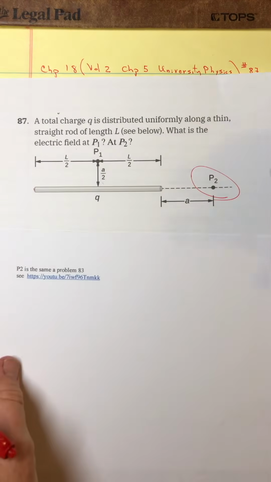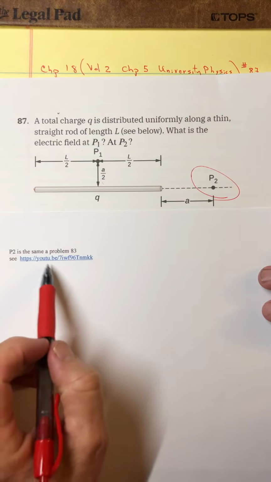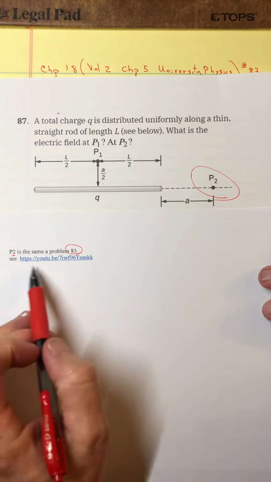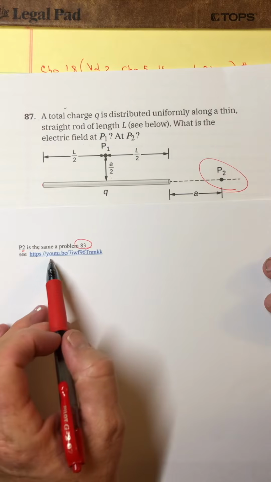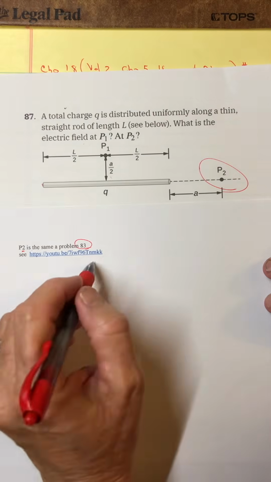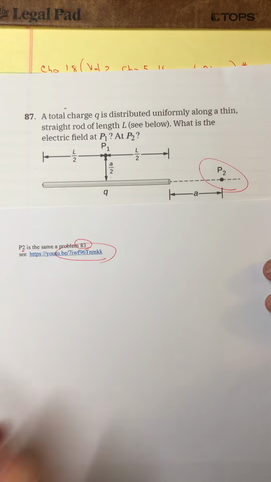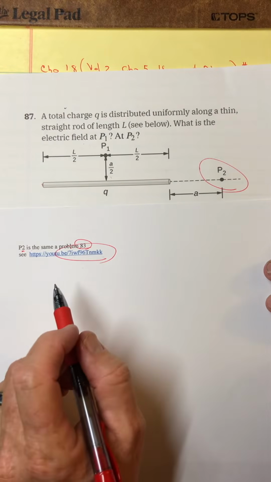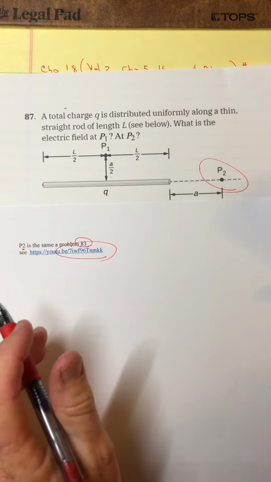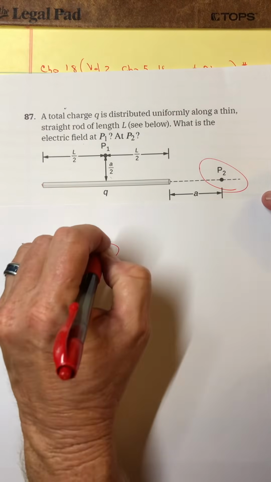I went ahead and I printed it up, but in my supplemental lecture, P2 is actually the same as number 83 that I did. And here's the URL to it, YouTube, and then these crazy numbers. So I thought you can look that one up if you want. But like I said, it's problem number 83. So let me not do that one again. That one, like I said, is pretty straightforward, because in that video, I did 83 and number 84.